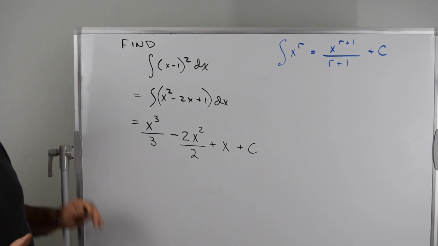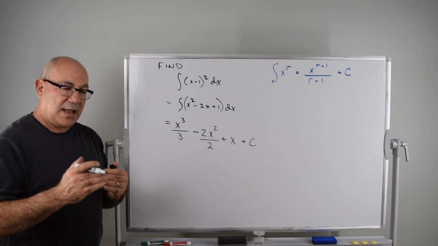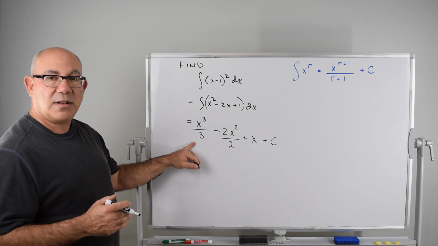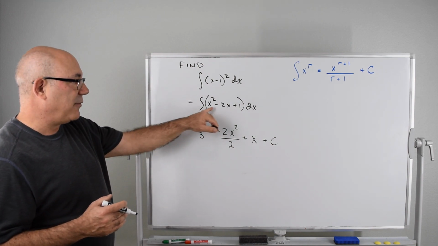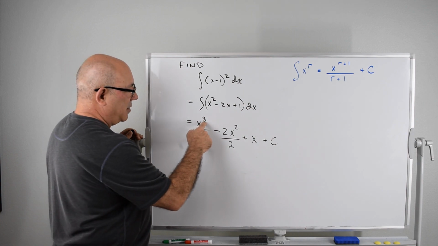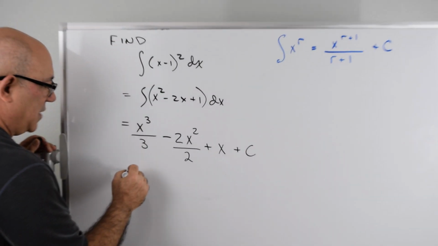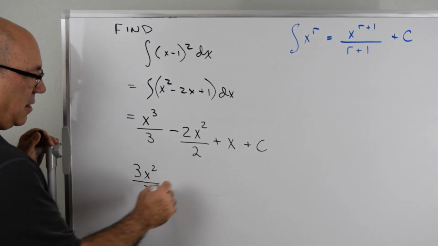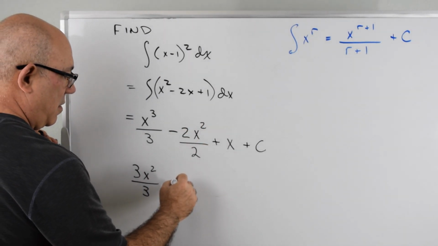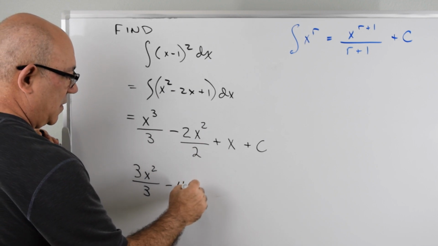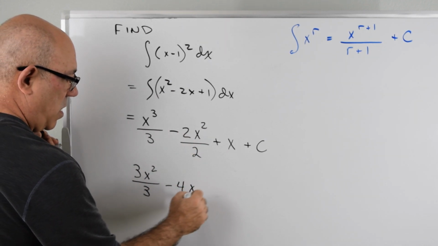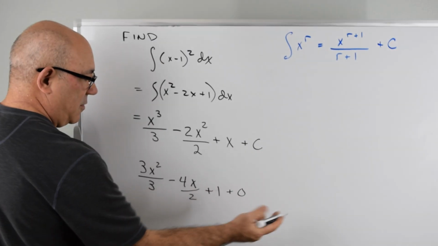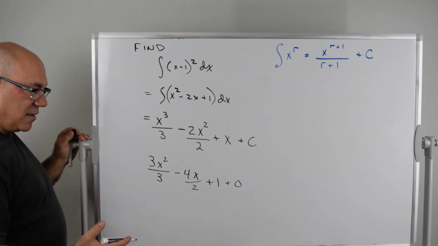And I said in the beginning of the video that when we take integration, it undoes differentiation and vice versa. So let's do a quick differentiation of this and prove that we get back to the same formula we started with. So if we wanted to differentiate this, we would take 3 times x squared divided by 3, minus 2 times x divided by 2, plus 1 plus 0, because the differentiation of a constant is 0.